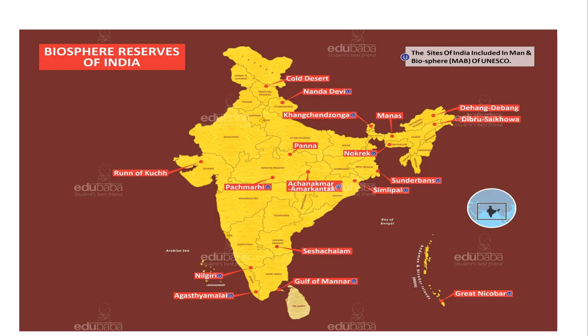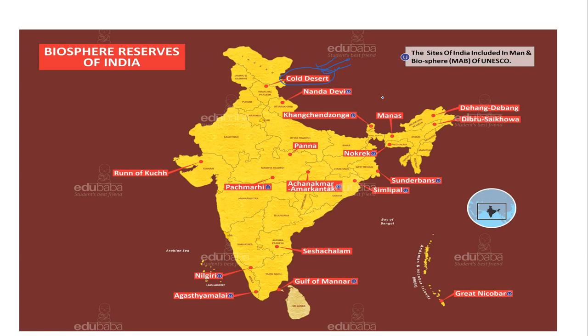See the map. See, this is the coal desert, right? These are the Biosphere Reserves of India. 18 Biosphere Reserves. And out of these 18 Biosphere Reserves, 7 are not part of the Man and Biosphere Reserve. And which are these 7?